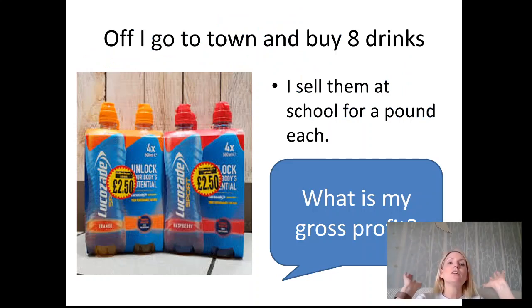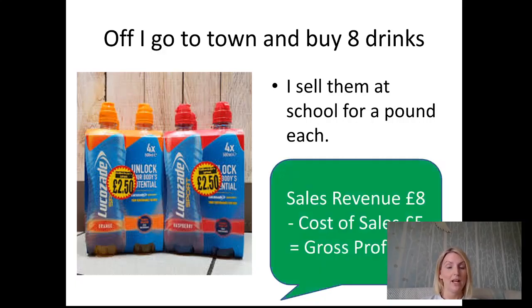So off to town you go and you buy 8 drinks. And as you can see, they're £2.50 each, bargain. I am going to sell them at school for £1. What is my gross profit? Well, the revenue, if I sold them all, would be £8 because there were 8 bottles there. They've cost me £5 to buy. My gross profit would be £3.